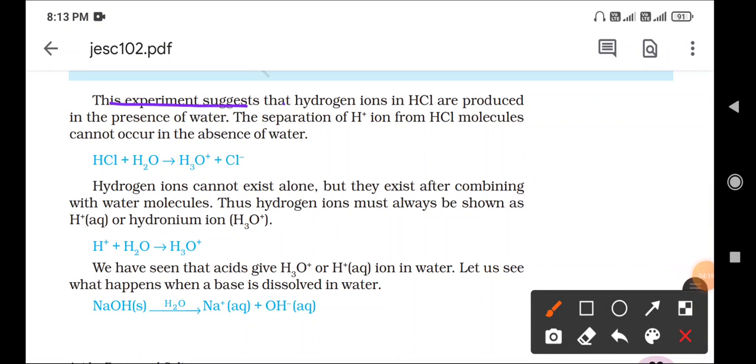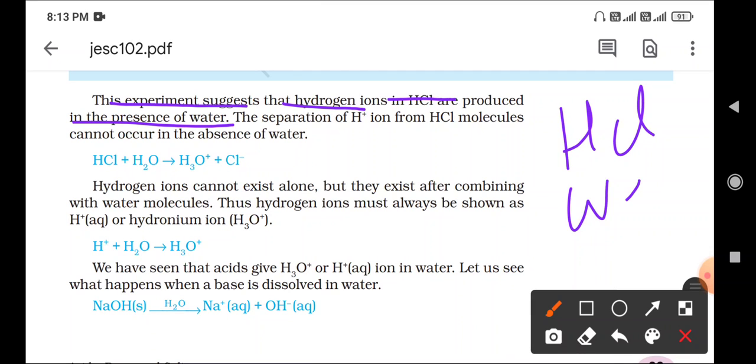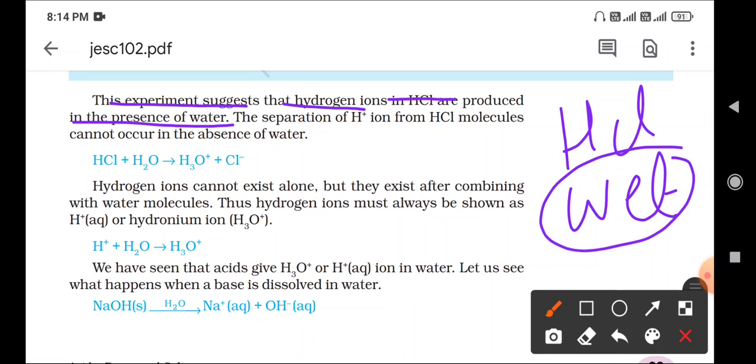Next, this experiment suggests that hydrogen ions in HCl are produced in the presence of water. I told you that HCl reacts with blue litmus paper only when it is wet. Wet means it contains moisture, and moisture means water. So HCl produces ions in the presence of water. That is why HCl reacts with blue litmus paper only when wet, not dry. So the separation of H plus ions from HCl molecules cannot occur in the absence of water.